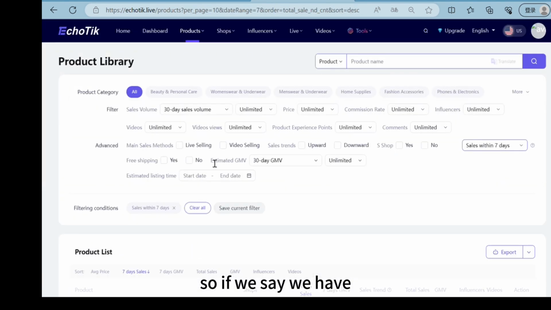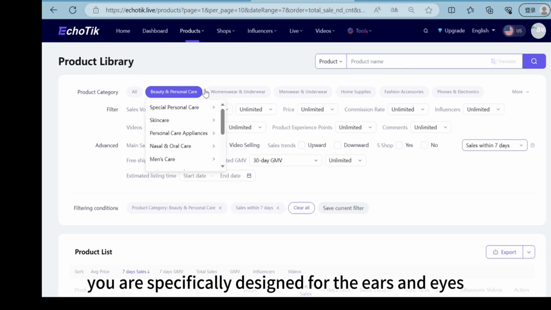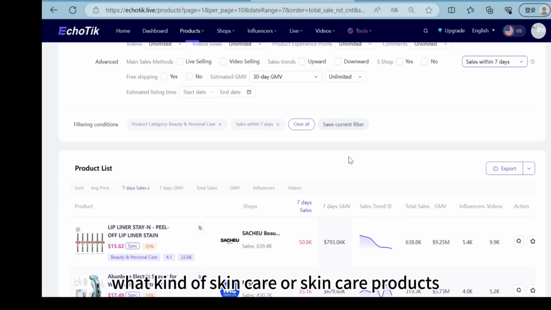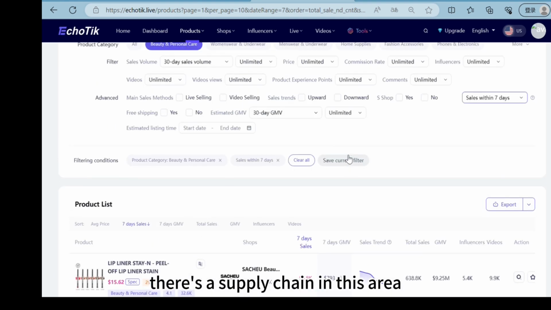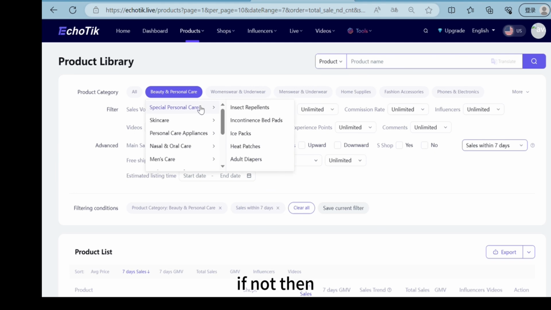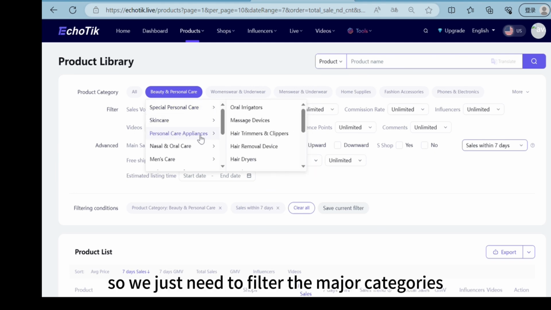So if we say, we have a certain category in beauty and care. For example, you are specifically designed for the ears and eyes. Still with the nose. What kind of skincare or skincare products? There is a supply chain in this area. Then you can also sift carefully. If not, then we are simply following the explosive product model. So we just need to filter the major categories.